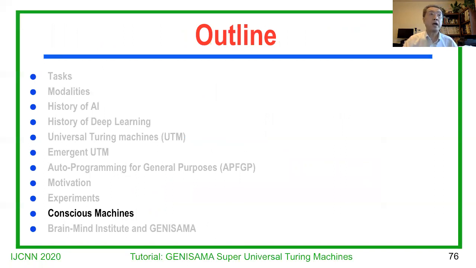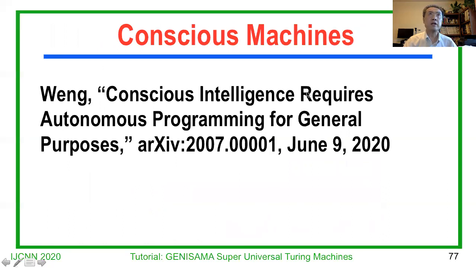All right? And look at consciousness. I will not talk too much about consciousness. It's a very exciting topic, but it's very heavy. I suggest that you take a look at what I posted June the 9th, 2020. Basically, I proposed a model for consciousness based on autonomous programming for general purposes. So conscious intelligence requires auto programming for general purposes.